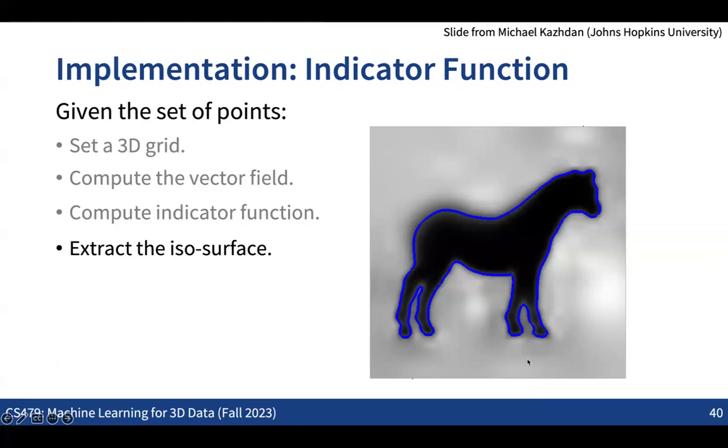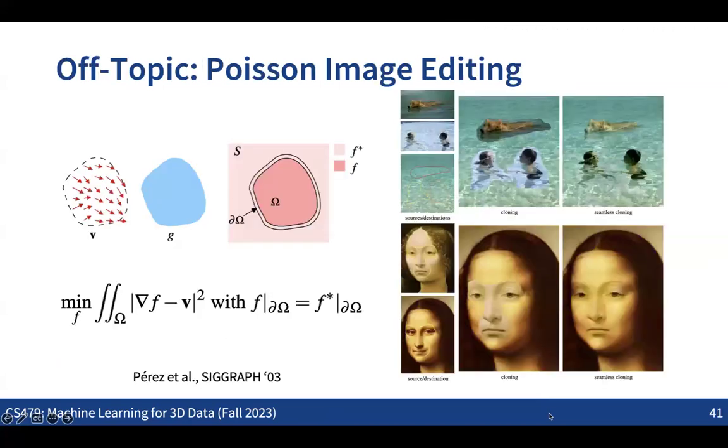So as I said, this Poisson's equation has lots of applications, not only for 3D, but in many fields. One of the interesting applications that I'd like to briefly mention here is that it can also be used for many 2D image applications. One such application is image editing.